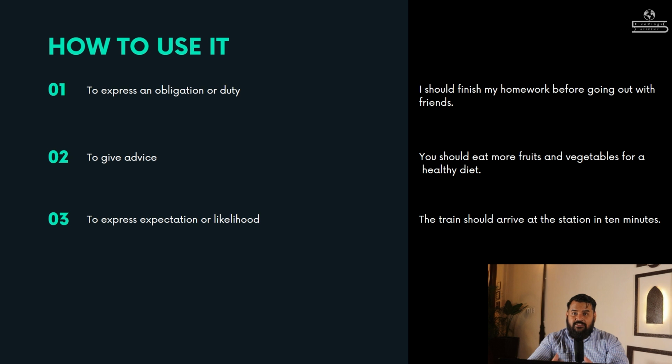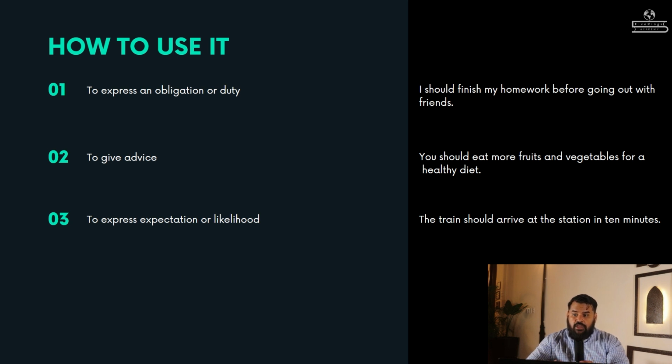So let's go ahead and see an example so you can understand better what we're talking about here. The example says, I should finish my homework before going out with my friends. It's important to finish your homework. You know that if you don't do it, you're going to have negative consequences, but at the end, it's your decision. The main translation is debería.